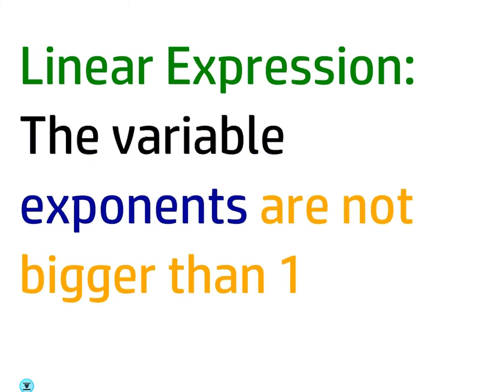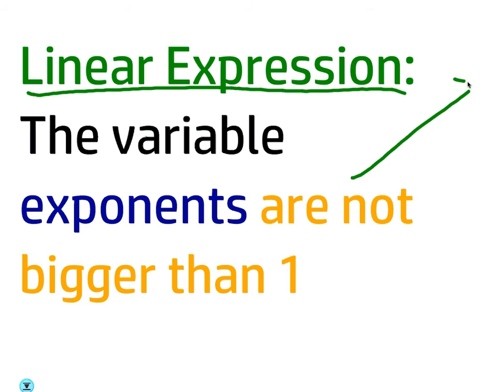Now, let's talk about what the word linear means. First of all, if you graph a linear equation, it's going to be a line. That's why it's called linear. Now, how do you know what a linear equation is if you don't have the graph? Well, if you look at the variables, they're basically not going to have any exponents, okay? There are actually exponents there that you can't see. The exponent is 1. So technically, a linear expression is any variable where the exponents are not bigger than 1.